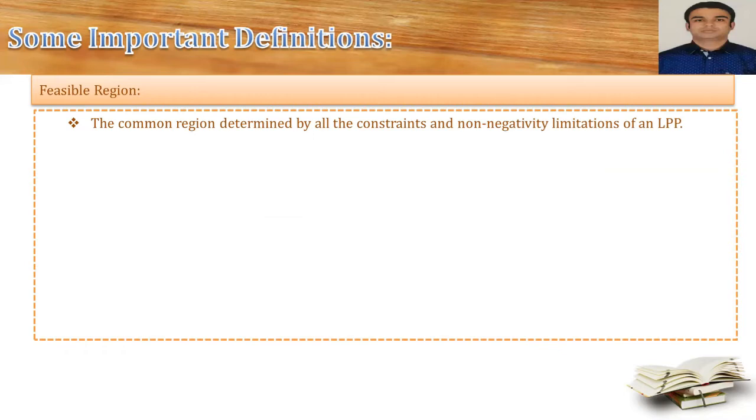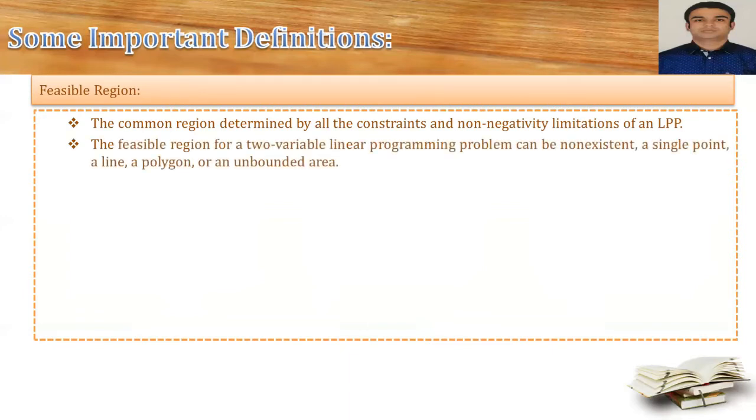Means a common area bounded by all the constraint equations defined in the question; that common area which is determined is our feasible region. The feasible region for a two-variable linear programming problem can be a single point, a single line, a polygon or an unbounded area. It can be any type of area. Every type of area is a feasible area.